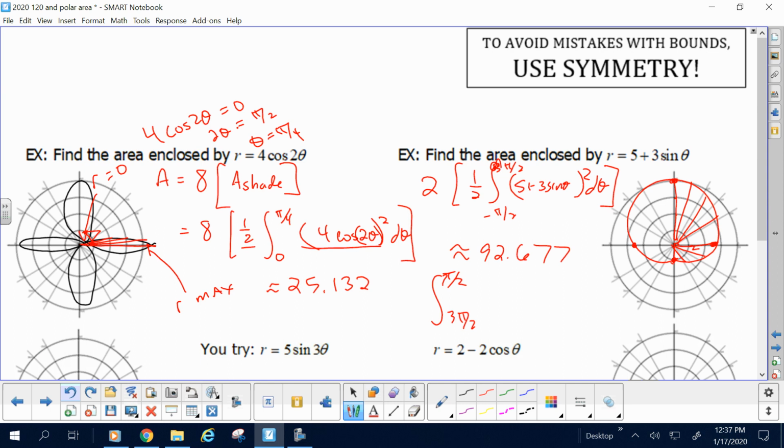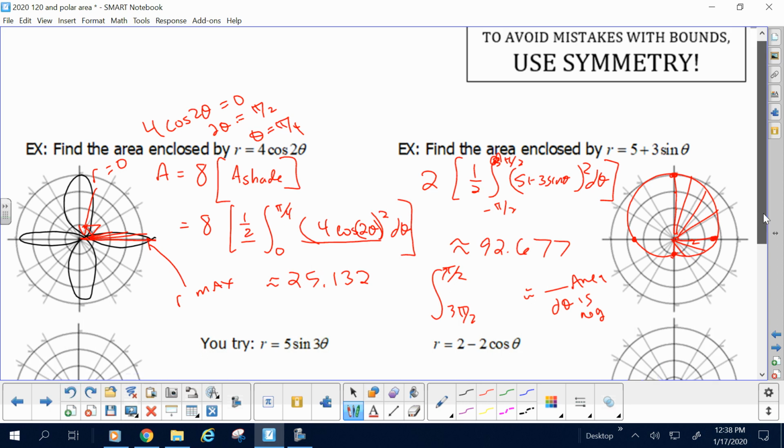Negative. Why? Because it's backwards. Isn't theta decreasing if you go from 3 pi over 2 to pi over 2? That's a negative d theta. You're actually going to get a negative area because d theta is negative. So you should always go from lesser to greater, however that might look. Could I have gone from pi over 2 to 3 pi over 2? Yeah. Double it. Yeah, that would work, okay?